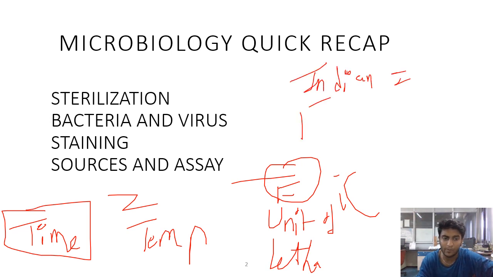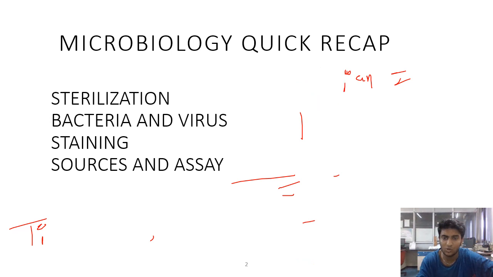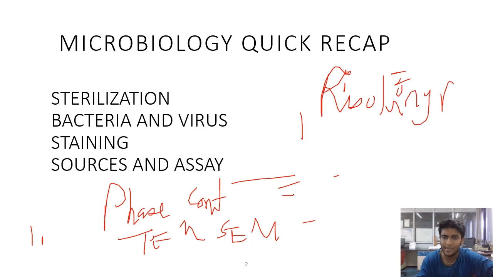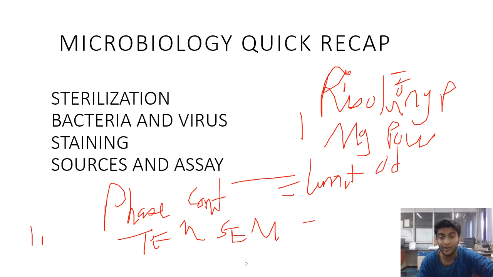Rest is microscopy. So in microscopy, you need to know about the phase contrast microscopy, dark field microscopy, TEM-SEM, the applications. Then definition and this thing, formula for resolving power, magnification power, what is limit of resolution, what is cedar wood oil, what is 100X oil immersion lens, all those things you need to know. So make sure that you're well versed with all of this.